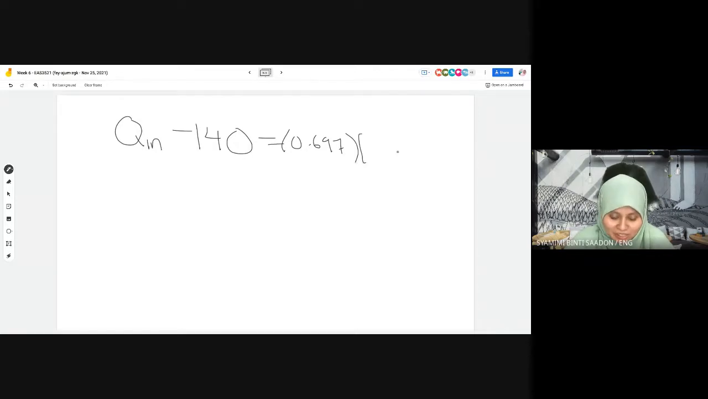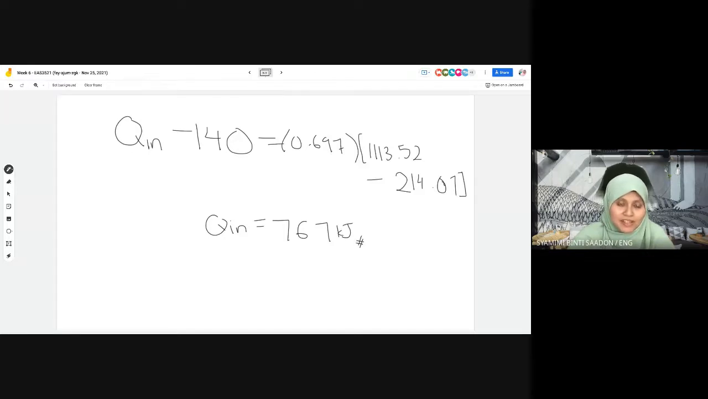And then U3 minus U1. U3 is 1113.52 minus 214.07. So just calculate it and you get Q in of 767 kilojoule.